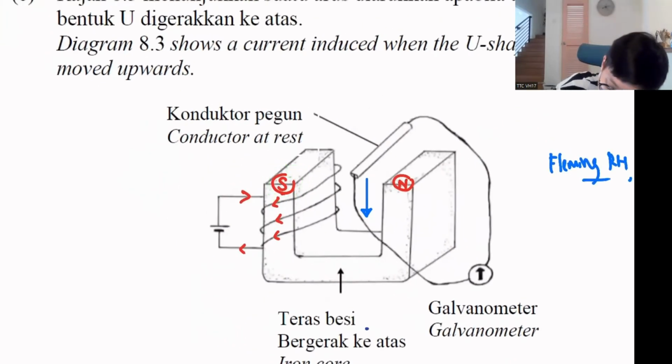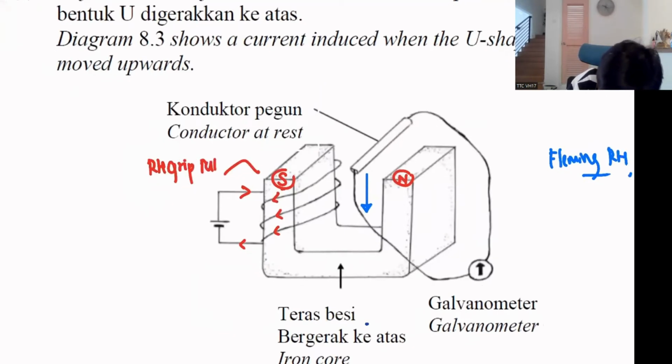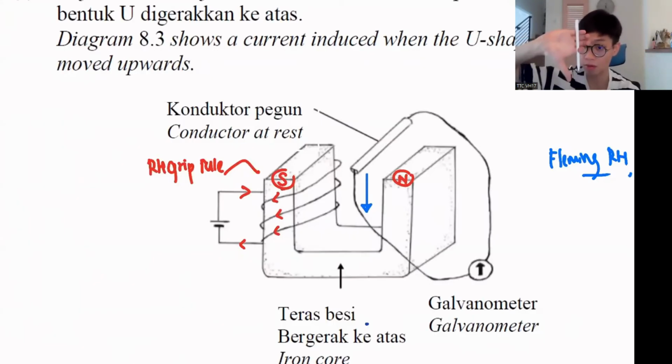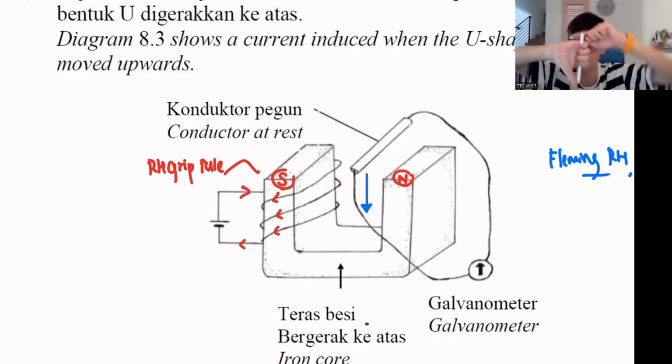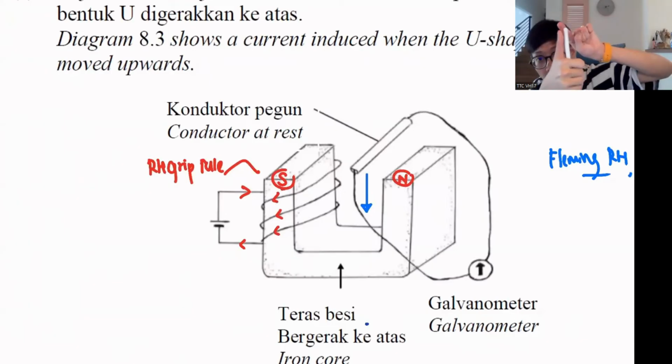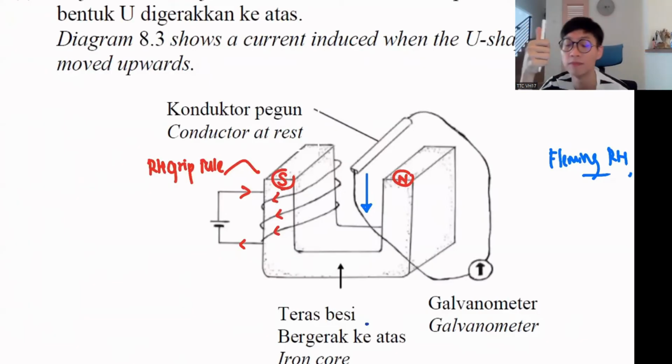Okay, this one is your right hand grip rule. Do your right hand grip rule: your thumb is north pole, this is your south pole. So when you grip down, then the top part is south pole, your thumb is north pole. Grip rule, north pole is at the top, south pole is at the bottom. So you go down.